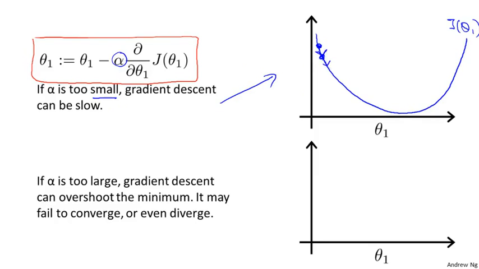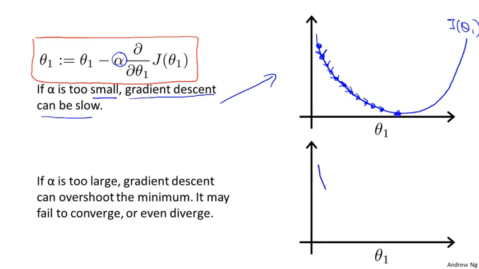And so if my learning rate is too small, I'm going to end up taking these tiny, tiny baby steps to try to get to the minimum, and I'm going to need a lot of steps to get to the minimum. And so if alpha is too small, gradient descent can be slow because it's going to take these tiny baby steps, and so it's going to need a lot of steps before it gets anywhere close to the global minimum. Now, how about if alpha is too large?